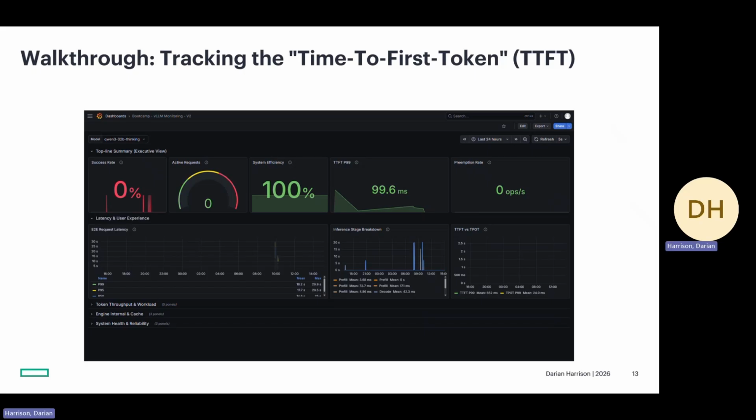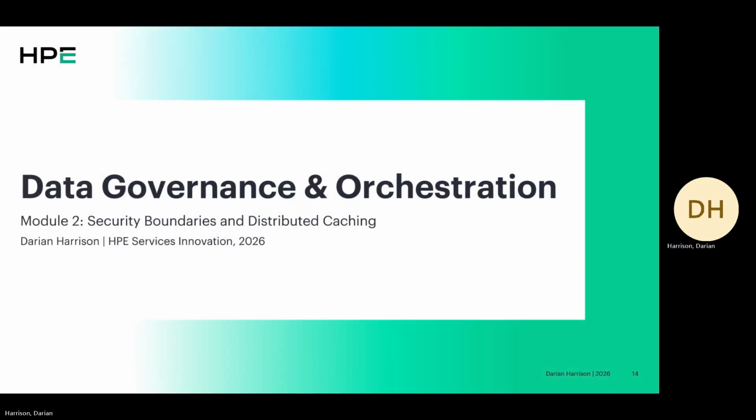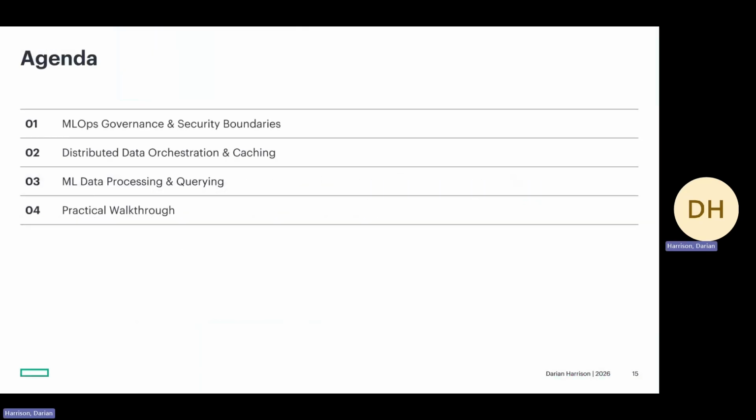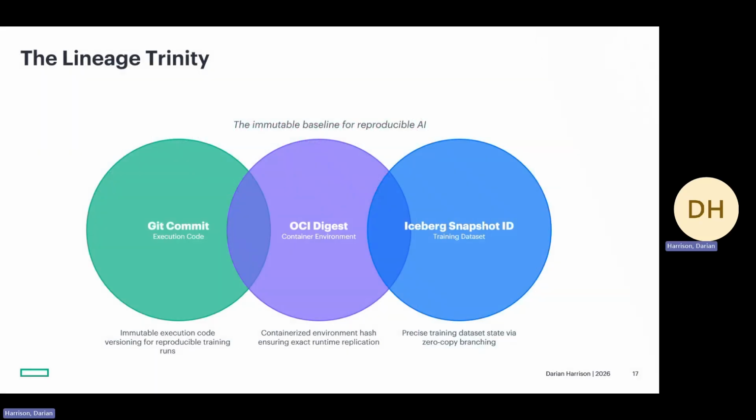Okay, let's just go ahead and continue. All right, so that was module 1. Now we're going to go into module 2. We'll be covering these topics: governance, data orchestration, data processing and querying. So this is going to be sort of like for a training paradigm. But yeah, let's just go.